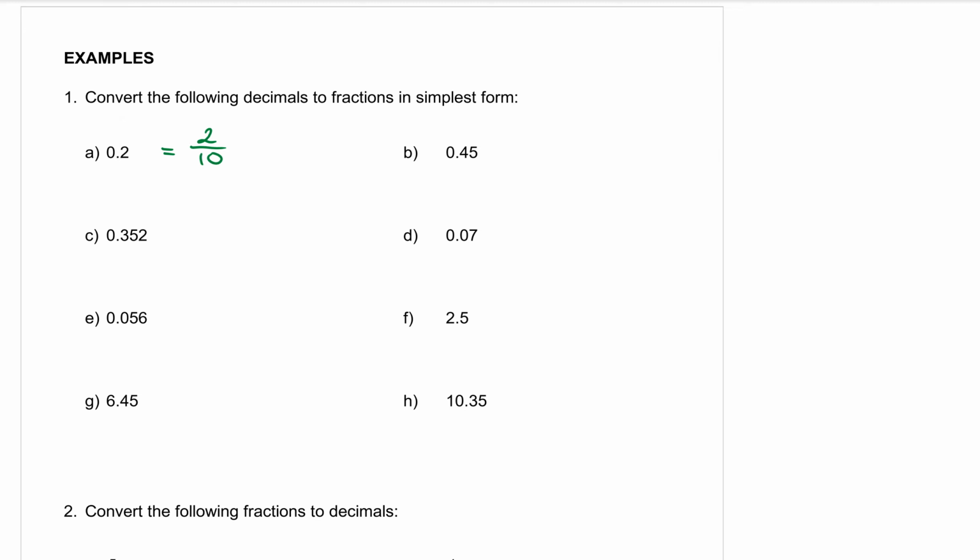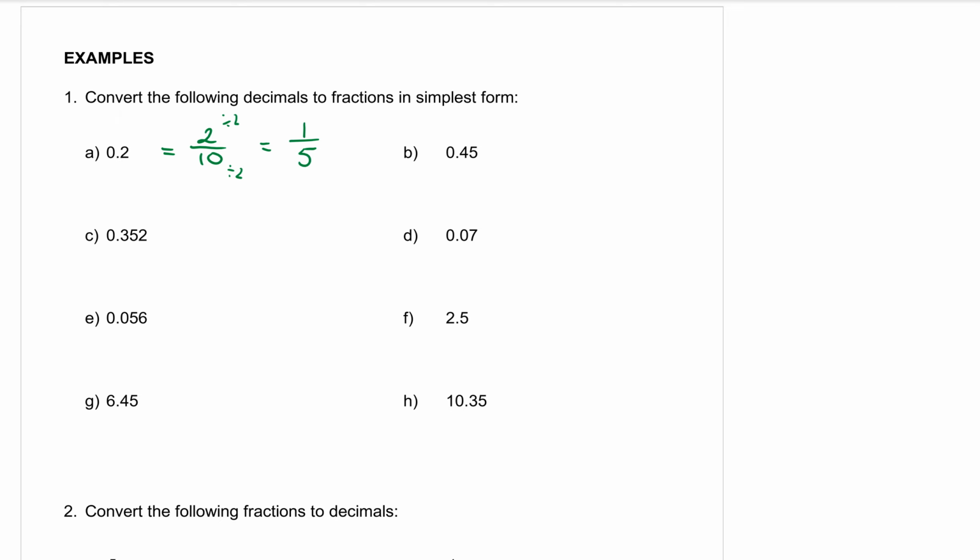However, we want to go the extra step, like I said today, which is to simplify it. And I can divide the top and the bottom by 2. So I go divide by 2, divide by 2. Got to do the same thing to the top and the bottom. 2 divided by 2 is 1, and 10 divided by 2 is 5. Okay, that's doing it without a calculator.